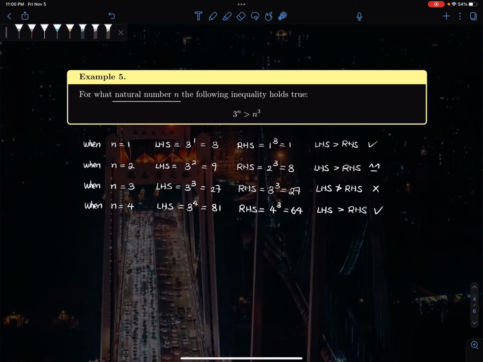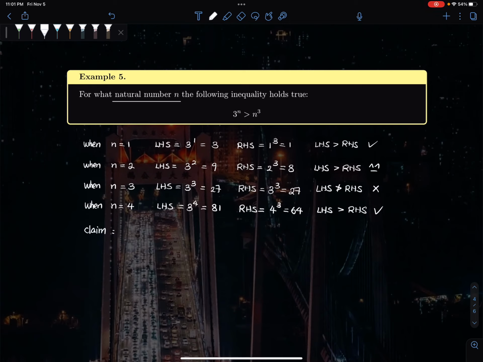This function is going to move much faster than the other function. It's exponential, it grows really fast. That's calculus, back to 102. So I think starting from now, 3 to the power of n is greater than n to the power of 3. So I'm going to make a claim.